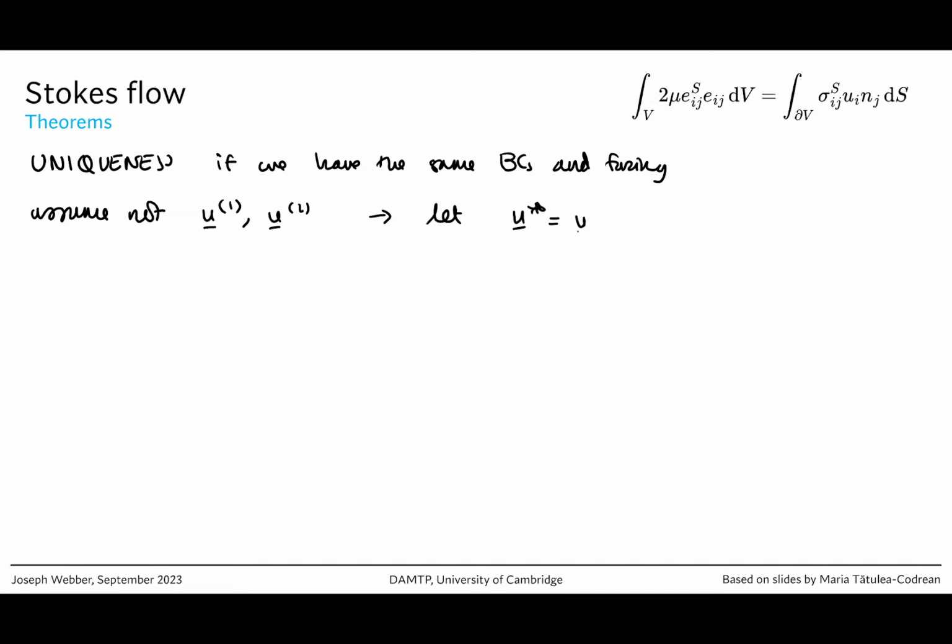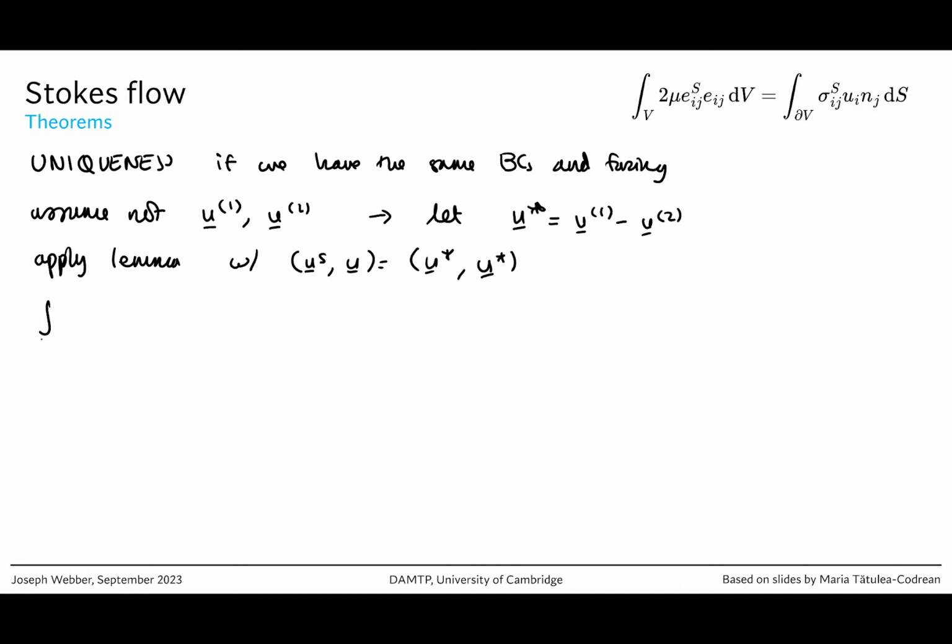So let's let U star equal U1 minus U2. And U star is also a Stokes flow because of linearity. So if U1 and U2 are both Stokes flows, U star is a Stokes flow. And so let's apply this lemma with us and u equal to just U star, U star.